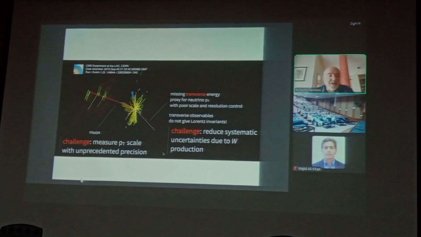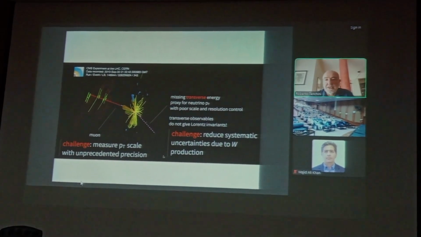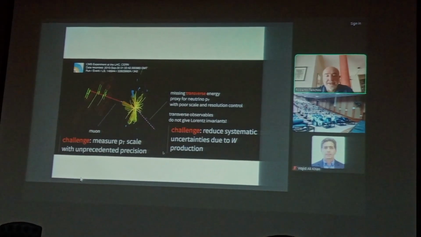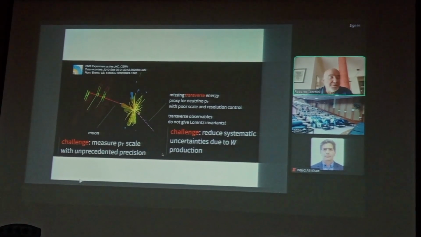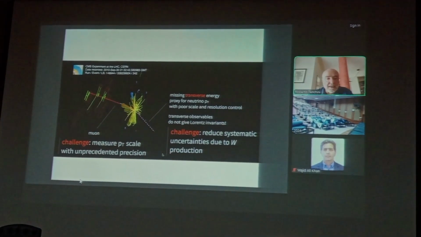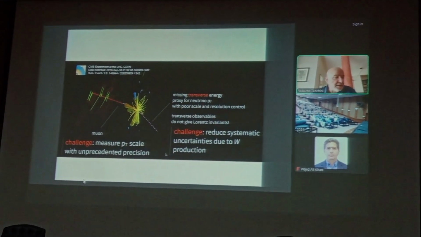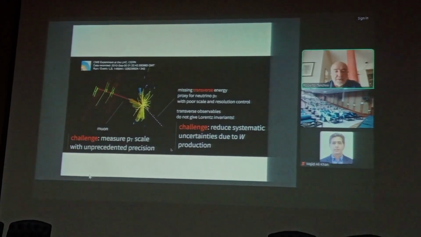So the measurements are dominated by the muons, essentially. Very high precision means we should reach a 10 to the minus 4 precision. This can be done. It has been done by ATLAS. The calibration is already publicly available from CMS too, at 10 to the minus 4 precision.